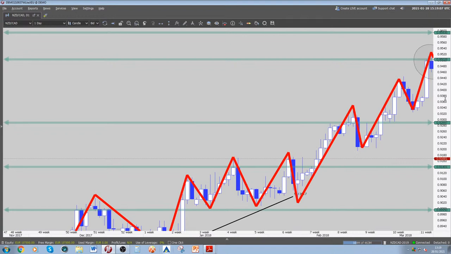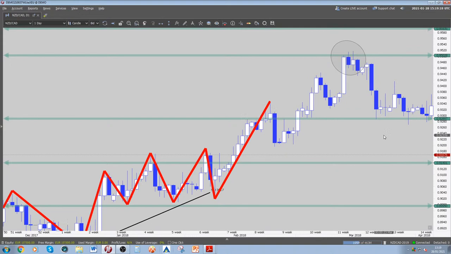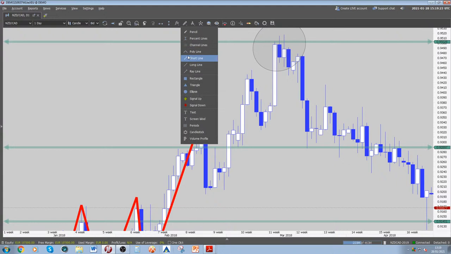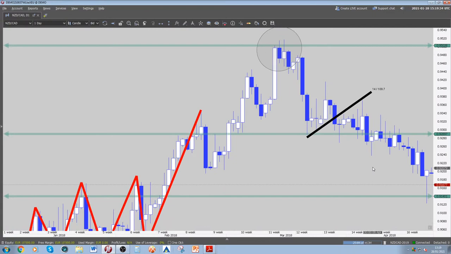Okay, so what is going to be different this time, everybody? In an extension, look what I'm going to do. In an extension, counter trend line break. Okay, stop loss always in the same place. Counter trend line break. This one.